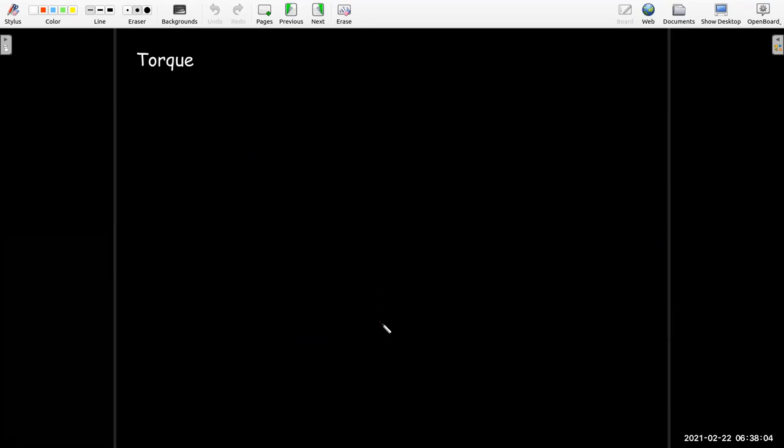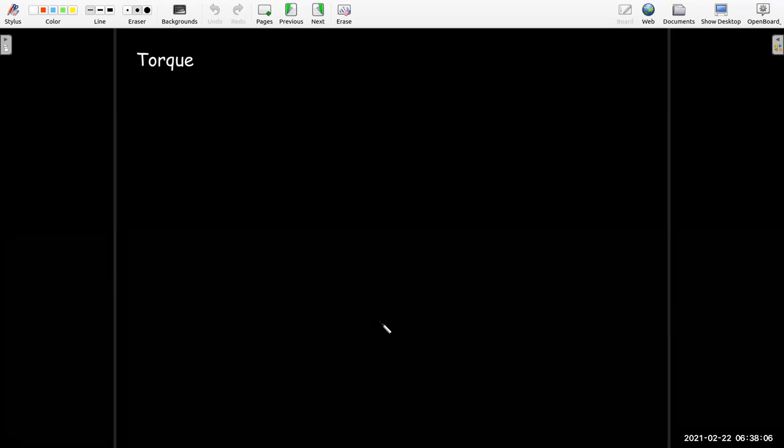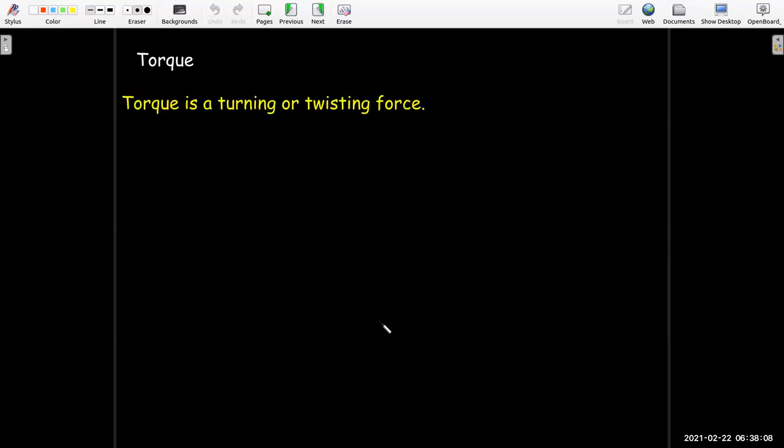So an application of the cross product is torque. Torque is a turning or twisting force. You might hear about torque when people talk about engines, and that is telling you the force with which the crankshaft might be turning, or you may have torque with an electric motor. Again, that's the force with which the shaft of the motor is turning.